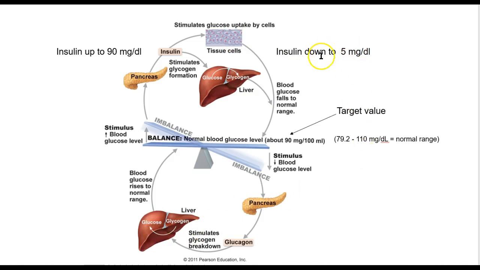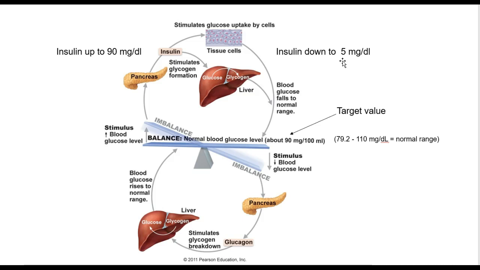So just to compare our range for insulin to our range for blood sugar levels. So now we're answering the question, is the range for insulin bigger or smaller than the range for sugar? So for blood sugar, low is 79, high is 110. So 110 isn't even twice as big as 79 milligrams per deciliter. So 90 through 5 doesn't seem like a really big range, but 90 is 18 times bigger than 5.